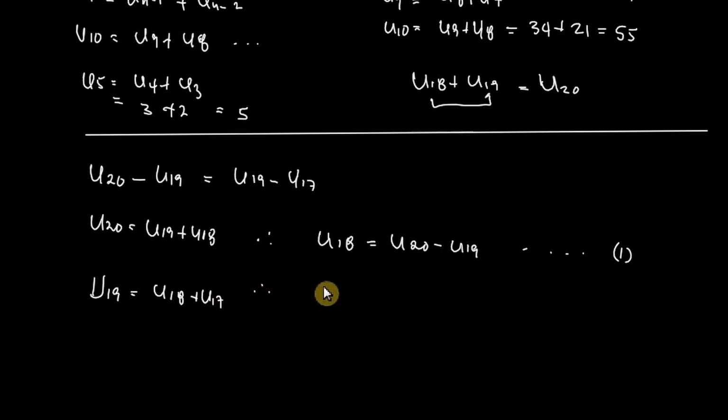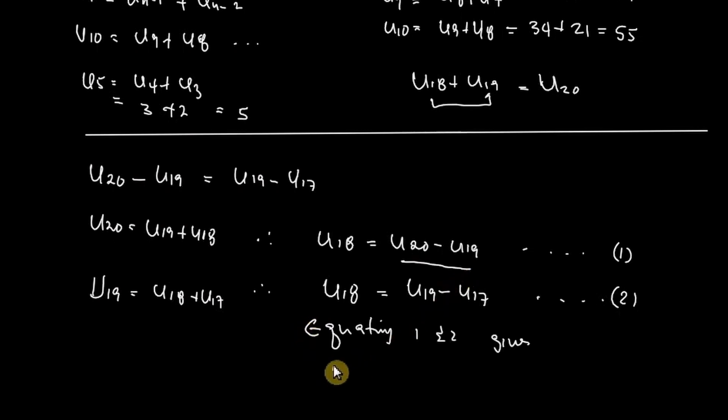Therefore, forming an equation for U18 again, we have U18 is equal to U19 minus U17. Let's call this one equation 2. So equating 1 and 2 gives U20 minus U19 is equal to U19 minus U17, which is what we set out to show.